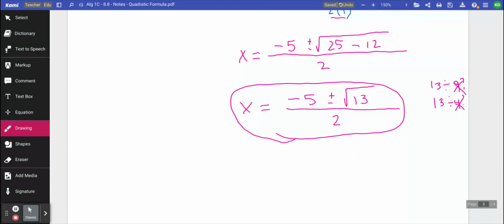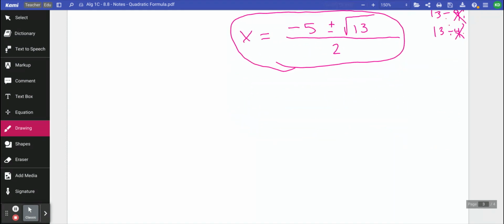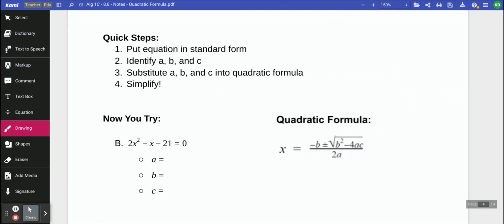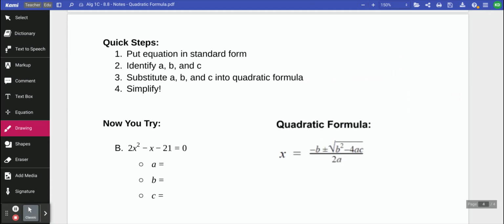That's kind of like our best scenario for quadratic formula. But let's see an example where we do have to do a little simplifying at the end. So we're going to do the same thing here, right? We're going to start by putting this in standard form, which it is. And then we're going to identify our A, B, and C, okay?